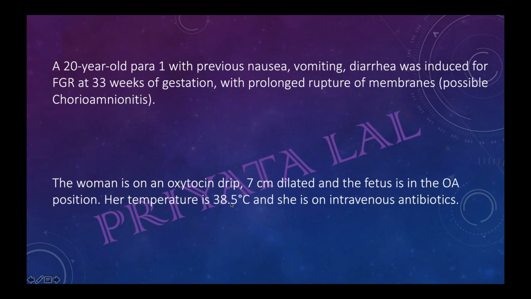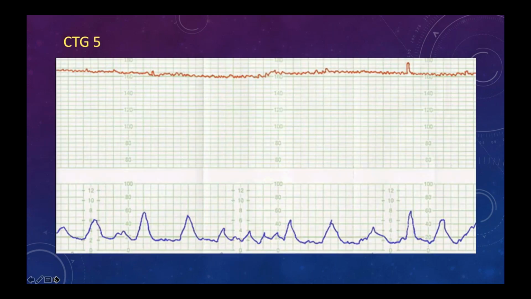So you will give her paracetamol. If she's dehydrated, you will give her fluid. She's already on antibiotics. You will stop oxytocin. So you will do all these conservative measures. Then you will review this woman again. Maybe she will improve. So these are the conservative measures.